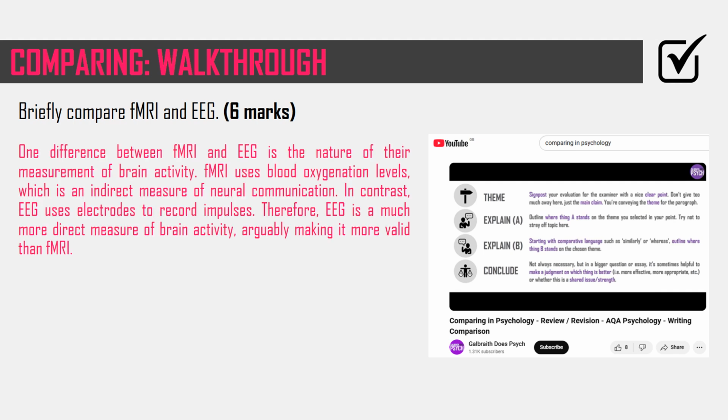Okay, so the first point I'm going to go with is about how they actually work. So one difference between fMRI and EEG is the nature of their measurement of brain activity. fMRI uses blood oxygenation levels, which is an indirect measure of neural communication.